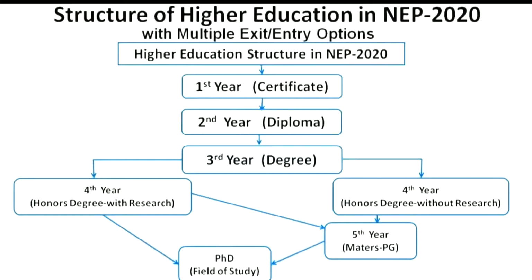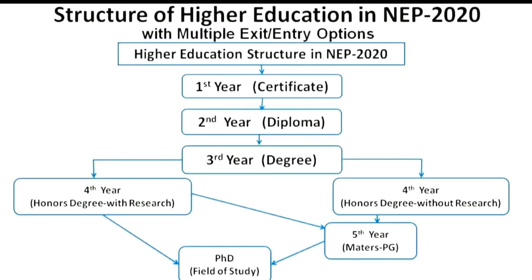You can see on the screen the structure of the higher education under NEP 2020. As I've already explained, the multiple exit and entry options are available here. So this higher education structure is divided into 4 years, 3 years of the basic degree, a 4th year of an honors degree, and then a 5th year of a master's or a PG degree. So at the end of the first year, if a student wants, he can exit by scoring the required number of credits with a certificate.